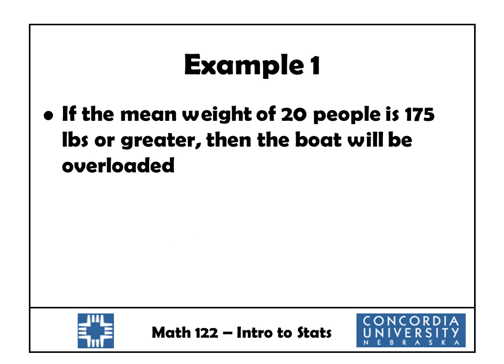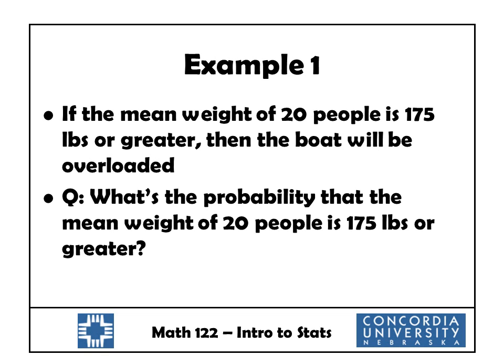Well, let's make a quick observation here. If the mean weight of the 20 people that I put on the boat is 175 pounds or greater, then the boat will be overloaded. That's true because our maximum number of 20 people was calculated based off a mean weight of 174. If they weigh on average more than 174 pounds, then the boat's going to be overloaded and there's going to be problems. So here's a question we need to answer. What's the probability that the mean weight of 20 people is 175 pounds or greater?